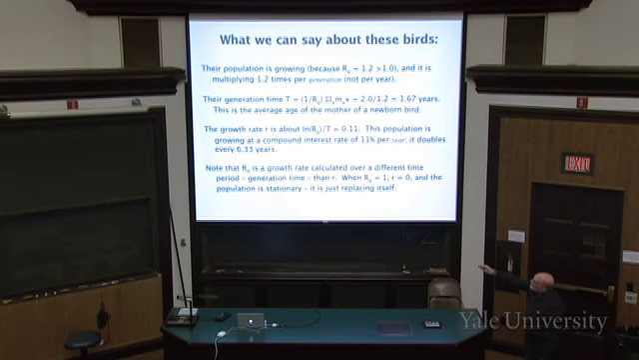And I'd like you to note that R naught is calculated on a different time period, generation time, than little r. So when big R naught is equal to 1, little r is equal to 0, and the population is then, the word is used, stationary. It's just replacing itself. A stationary population is replacing itself, but a population with age structure that is growing can be in stable age distribution. Stable age distribution refers to the ratios between the age classes. Stationary refers to whether or not it's just replacing itself or whether it's growing or declining. Okay?